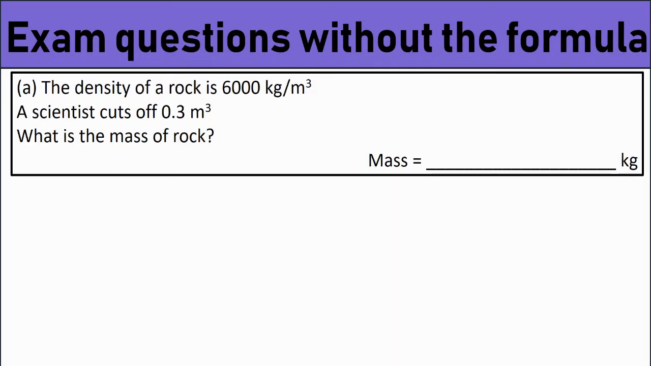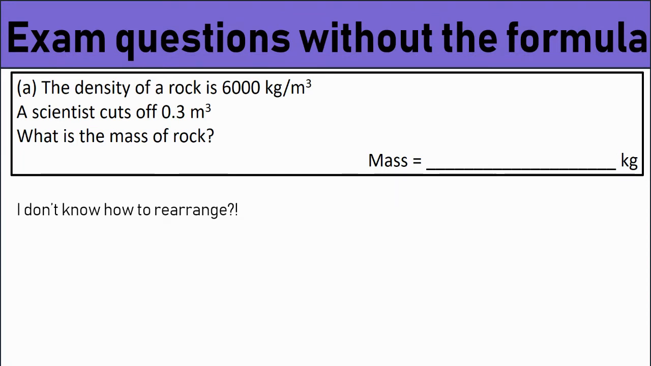What about if they turn it around? What about if they say, what is the mass of the rock? We've given you a density and we've given you a volume. What is the mass of the rock? Do we need to use a formula? Do we need to know how to rearrange? Well, if you do, great. But if you don't, we can still use common sense and reasoning to work this out.